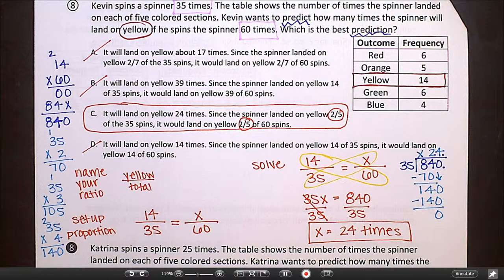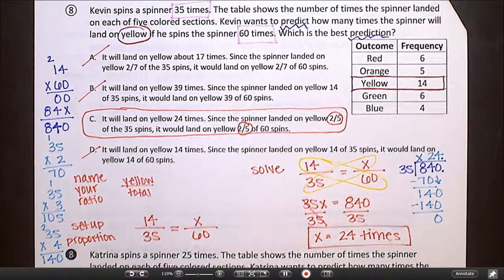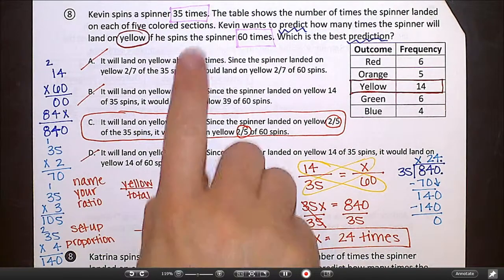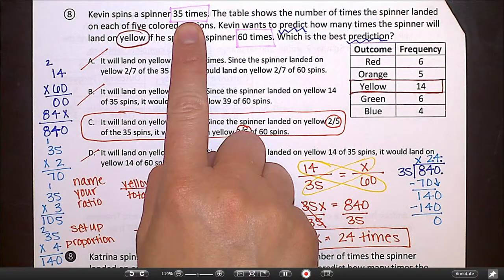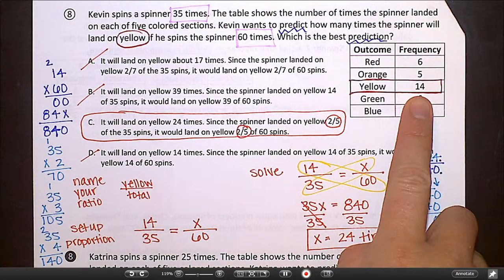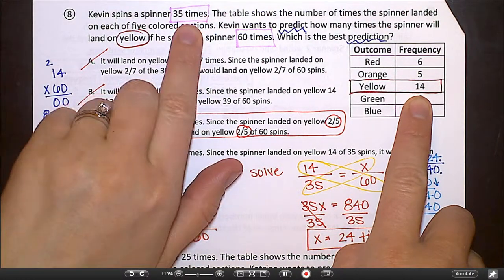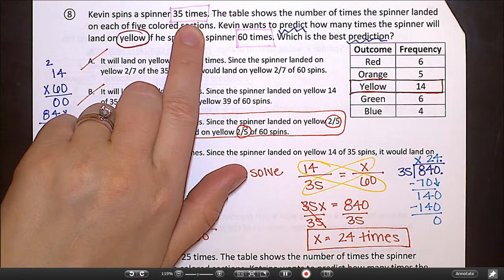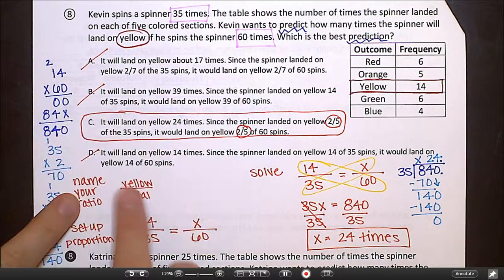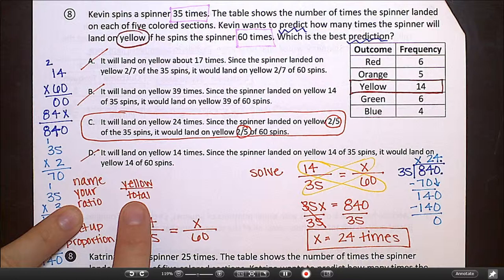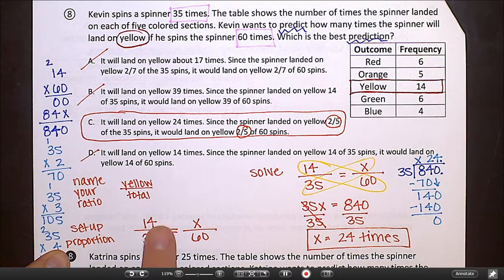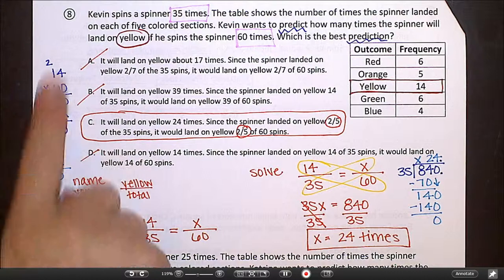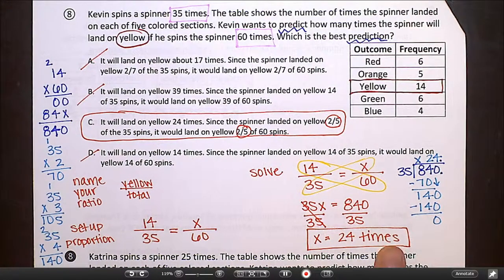So let's go back over what we did here. This was a long problem too. We found out that out of 35 times, Kevin landed on yellow 14 times. 14 out of 35. Then it wanted us to figure out how many times out of 60. So we don't know out of 60. We named our ratio, yellow over total. We set up our proportion. 14 out of 35 times will be the same as we don't know out of 60 times. We cross multiplied. We had to do some side work. And we got 24 times.